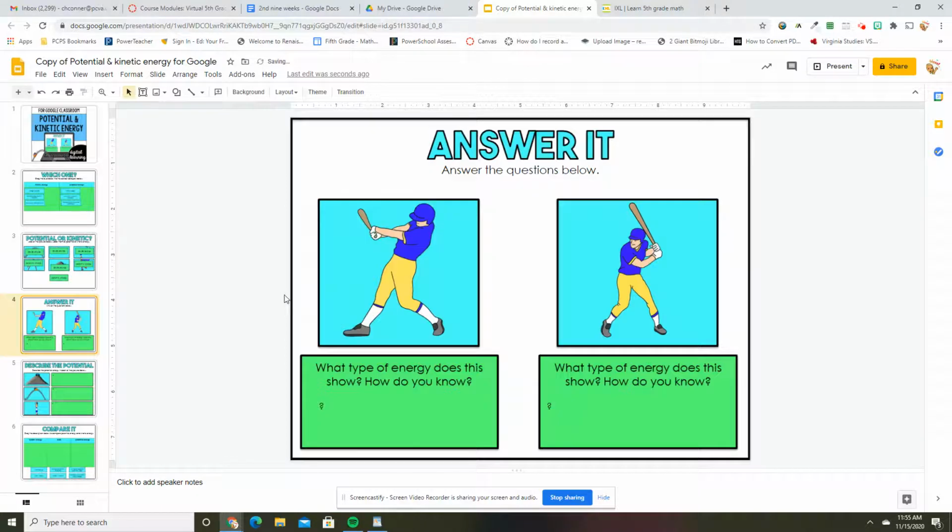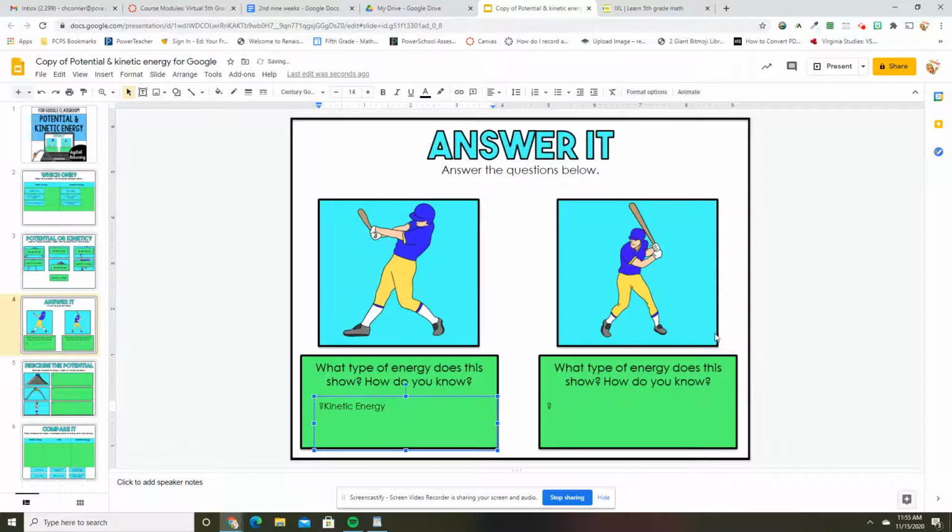All right, moving on. So, looking at this picture, what type of energy is this? Well, I guess if you don't know a whole lot about baseball, which I don't know, but when you're swinging a baseball, you know that is the follow through. So that's the end. So this is kinetic energy. Okay. He is waiting to bat. So if he's waiting to bat, that is potential energy.